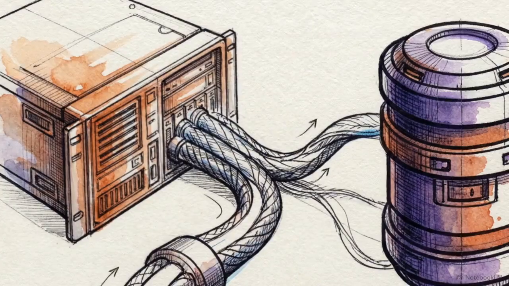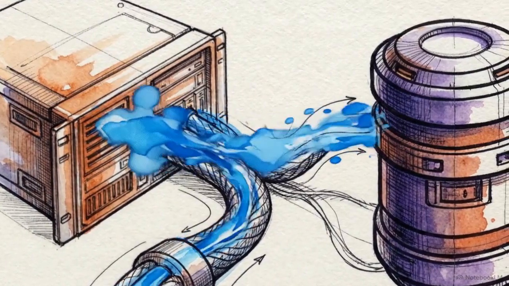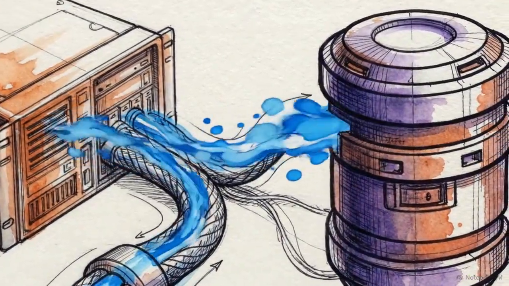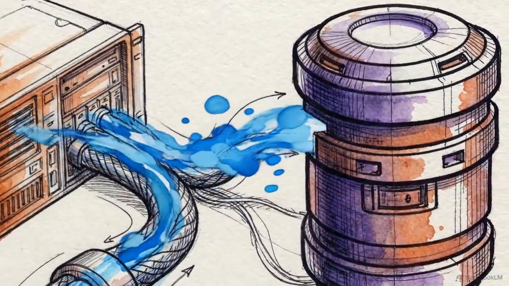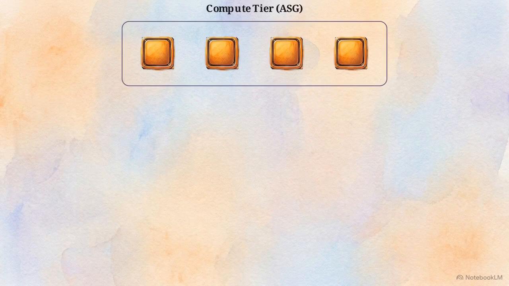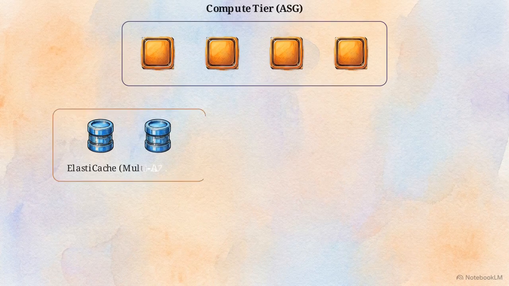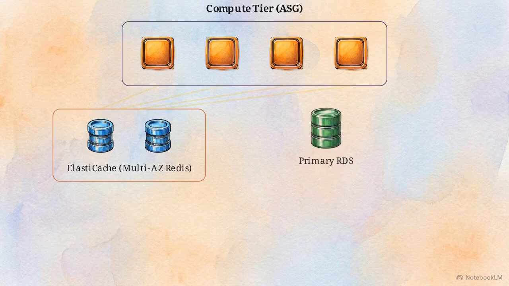To maintain elasticity, we must extract the session state from the compute layer and move it to a dedicated external storage tier. In this model, the application writes session state directly to an Amazon ElastiCache Redis cluster rather than its own local memory. To ensure the cache itself is resilient, we deploy ElastiCache in a multi-AZ configuration. Now, whichever instance receives the next request simply queries ElastiCache to retrieve the current session state.